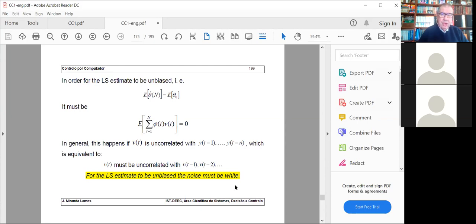So what have we learned today? We have learned a number of properties of recursive least squares. We have introduced forgetting, the forgetting algorithm, which is quite useful when you want to track parameters that change. And we also have discussed the story of colored noise. Okay. So is there any question?